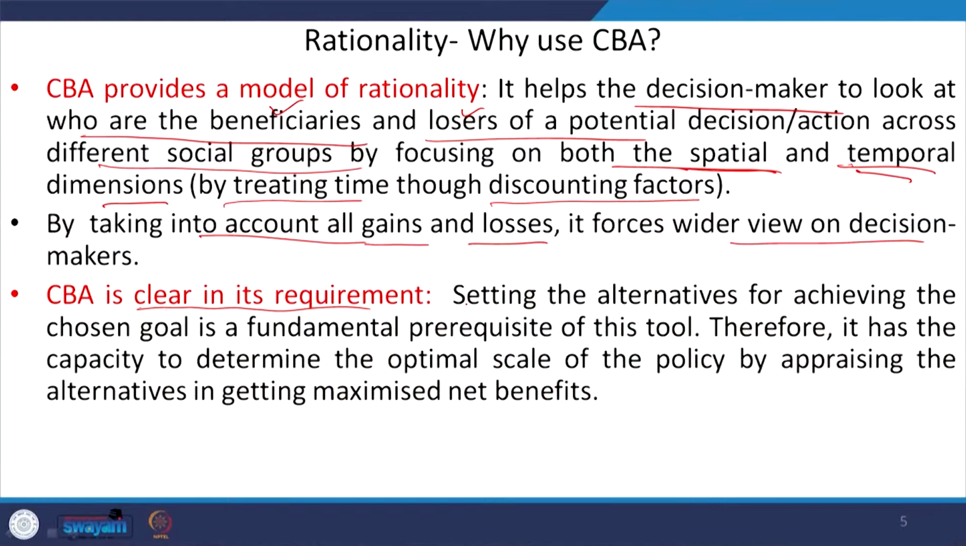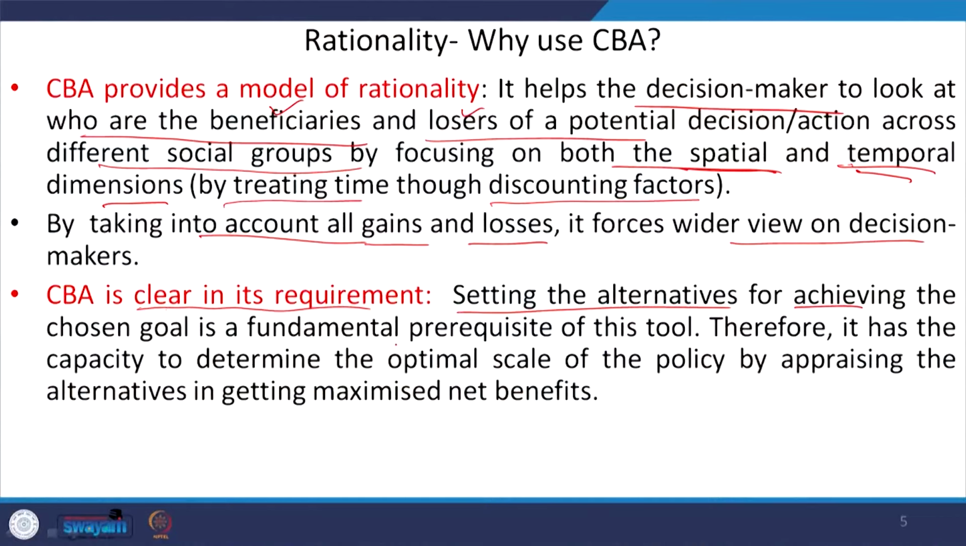So, that means we are setting the alternatives for achieving the same chosen goal. Let us say for a particular objective we need to frame a particular policy, and this policy is considered now. But for cost benefit analysis, we also take into account what can be the alternatives for fulfilling the same objectives or same goal. In that way we are weighing the benefits and costs of all these alternatives that can fulfill the same objectives, and this is a prerequisite for this cost benefit analysis tool.